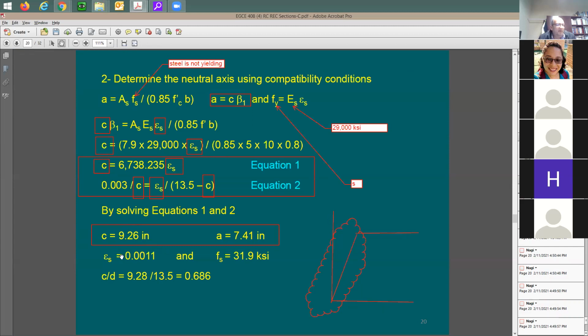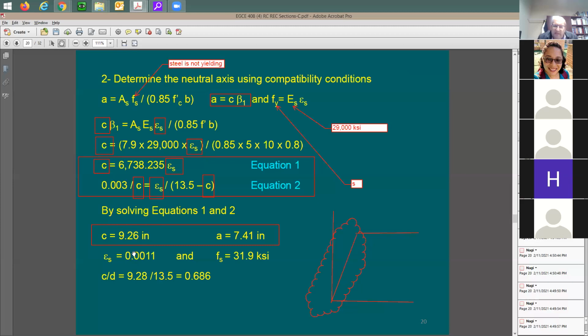Once you have C, can you figure out the strain in the steel? Which equation do you use? If you have C, go to any one of these two equations. The strain in the steel equals C divided by this number. You can do it this way. Here's the strain in the steel. Take this C, divide by this big number, and you get the strain here in the steel.